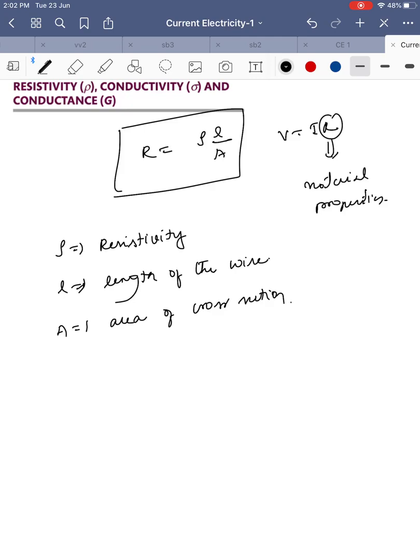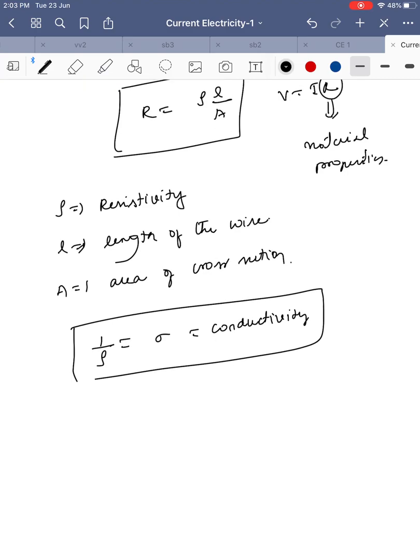Now there is one more formula. 1 by rho is also said to be conductivity, called sigma. Let's replace R here: V is equal to I into rho L by A. Then I can write V by L is equal to rho into I by A.